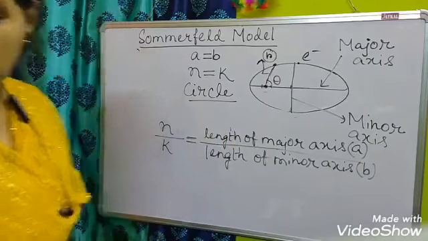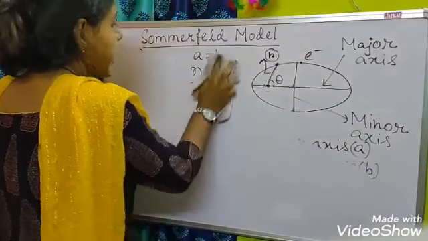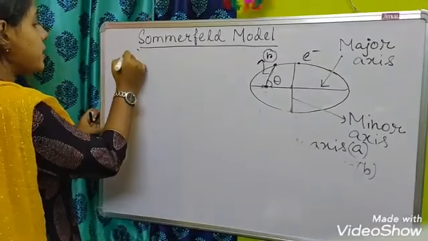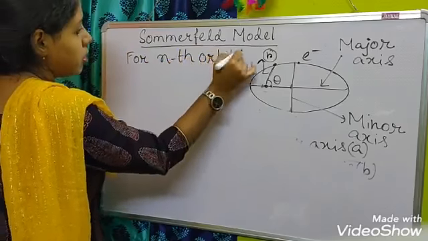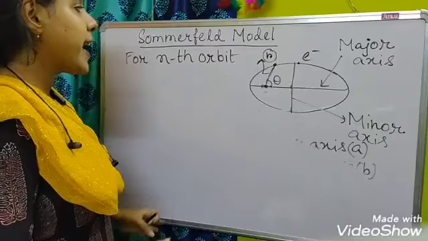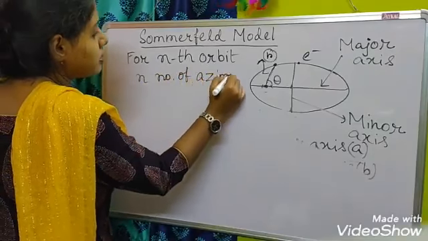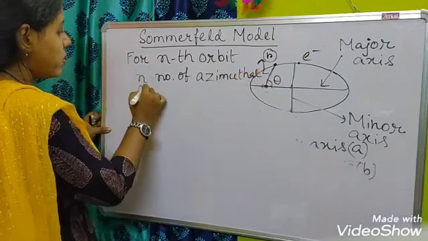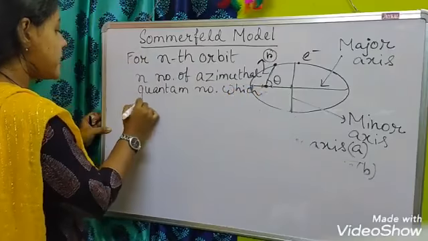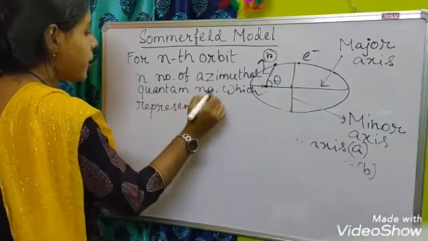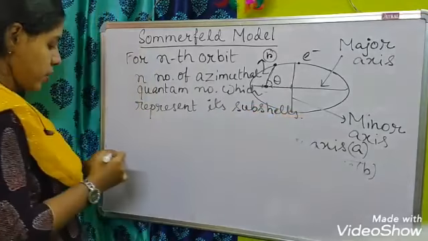So the next point is that for the nth orbit, we are getting n number of azimuthal quantum numbers which represent its subshells. So what does it mean?